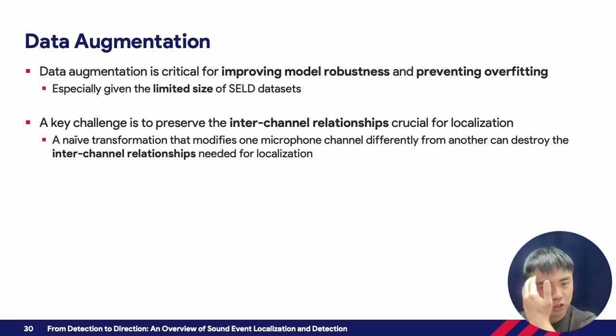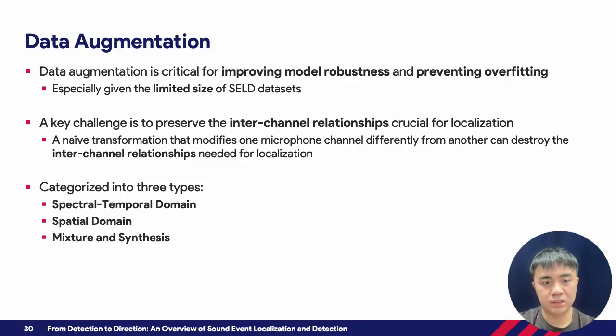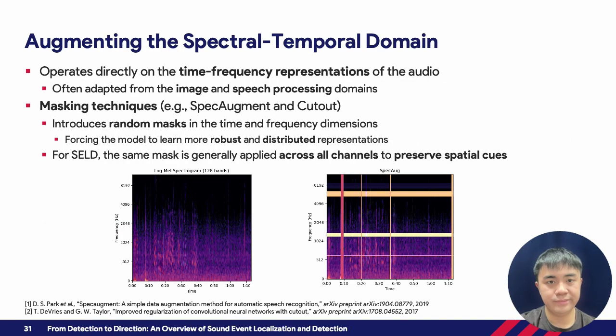So we can categorize these augmentation methods into three main types: spectral-temporal, spatial, and mixture and synthesis. So first, let's take a look at the spectral-temporal domain. These methods are often adapted from image and speech processing. So the most common here are masking techniques like SpecAugment, which you can see here. It introduces random masks or bars along the time and frequency dimensions.